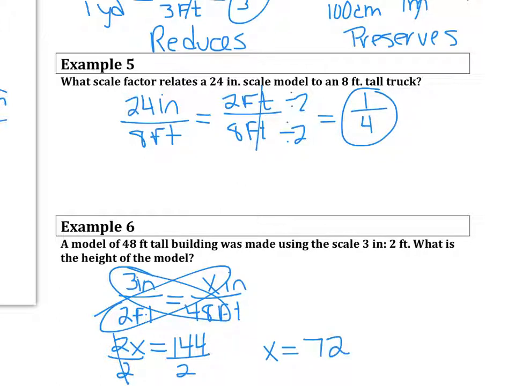Now you have to think back to what your units would be here. So because our scale up here was 3 inches over 2 feet, we knew the actual measure was 48 feet. Our unit would be inches. So the model of this building would be 72 inches tall.